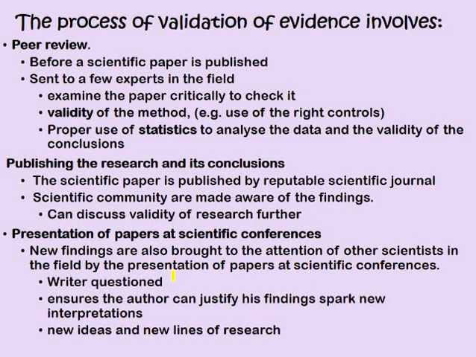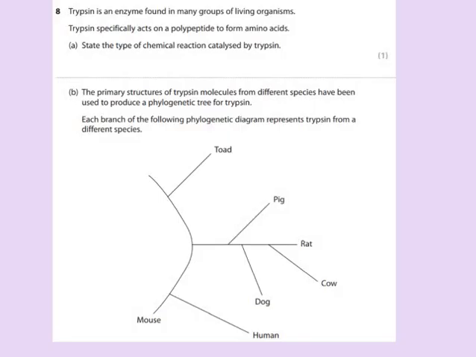The author can be questioned by fellow scientists, whether that's the method or the results or the conclusion. It ensures that the author can justify their findings, and then it makes sure that new ideas and new lines of research can be discussed. So if it was a really specific bit of research, someone might get an idea and that research can be continued on. Okay, so your task for today is I'm going to give you an exam question on trypsin.